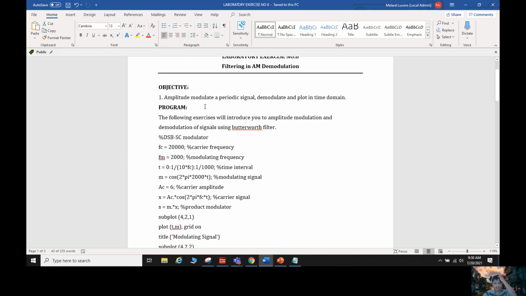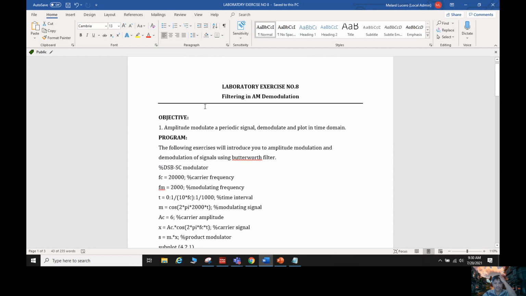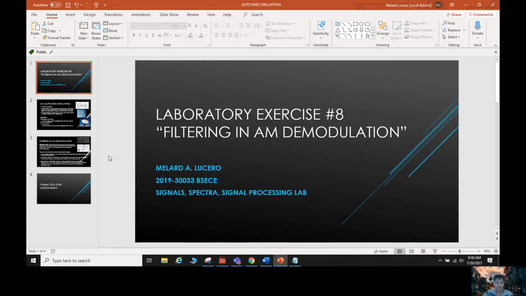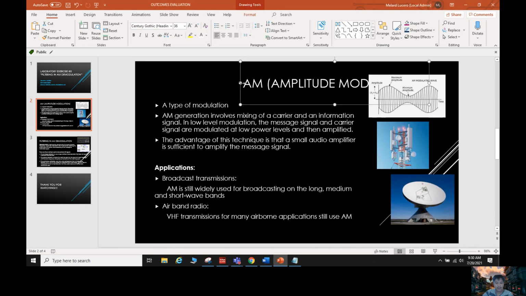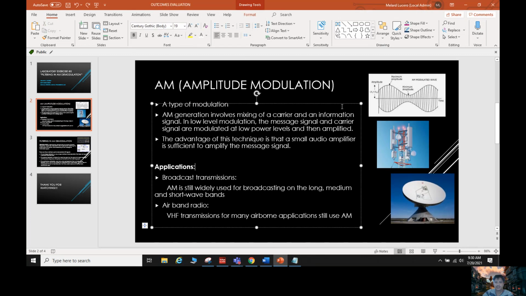So to be able to make you understand this, although I'm not an expert in this, I'll show you some terms and principles or definitions that correspond to this AM modulation and demodulation. Okay, so let's go with my presentation. So first of all, what is AM? What is AM or amplitude modulation?